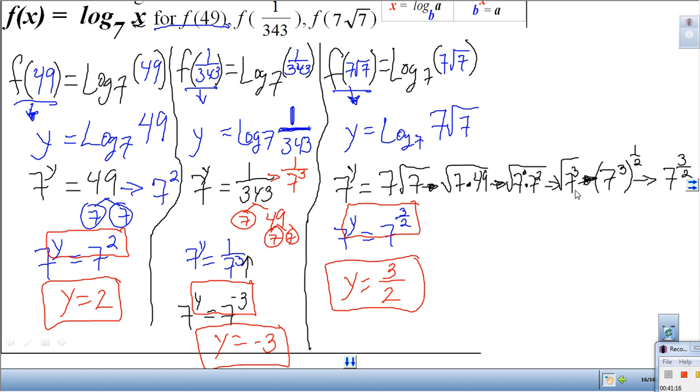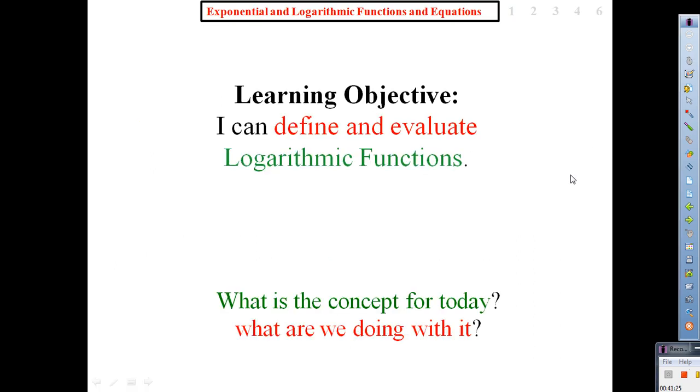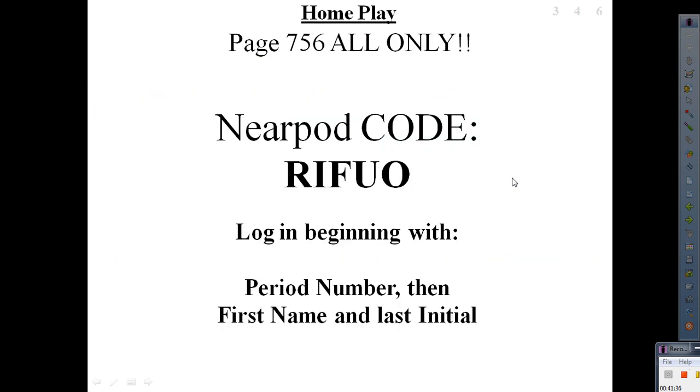All right, guys, well, that's our lesson for today. So what did we do? Today we defined and evaluated logarithmic functions. All right, so once again, our home plate for tonight is page 756, all only, and your Nearpod code is RISUO, so you can submit your work and your notes.